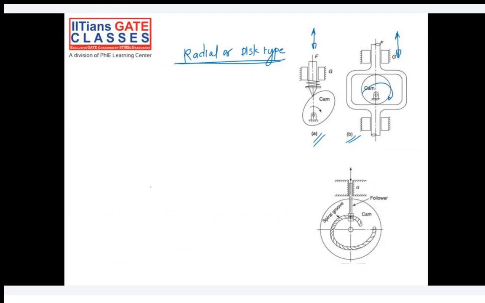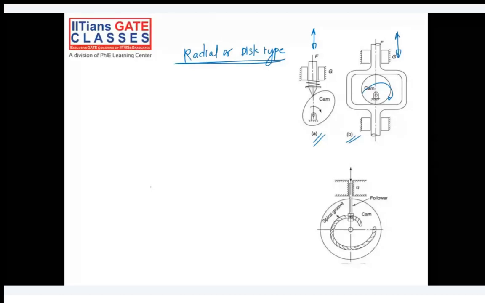Yes, here again we are achieving positive drive, correct, Sean, because the cam and followers are forced to stay together, and you cannot basically remove them, you cannot separate them. Here I can separate cam and follower easily, but in this case you cannot.